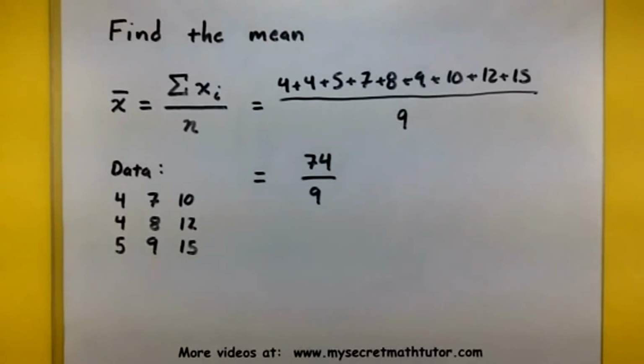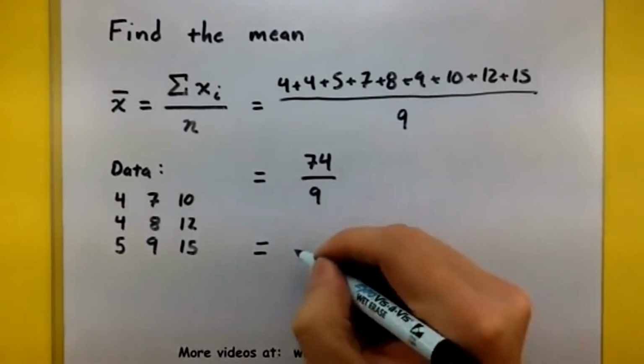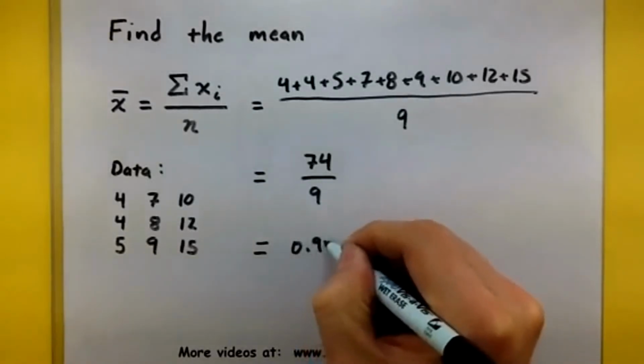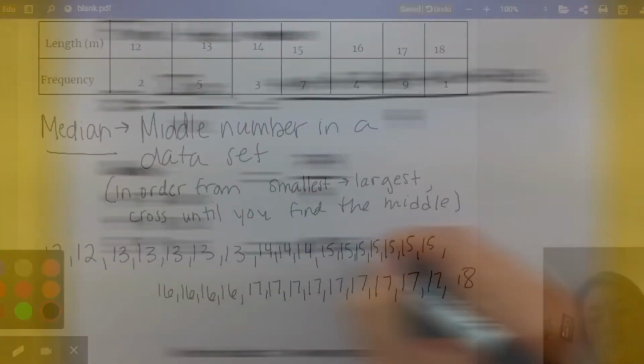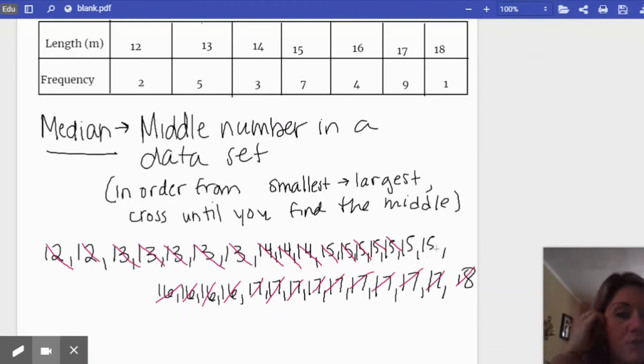Now oftentimes, it's good to take this all the way out to a decimal. I got 0.9135. Find the median. What I like to do is cross off, and I like to make one side go like this and one side go like this just so that I know. So until I find the middle. Pretty familiar with. So we have 2 numbers left over, but they're both 15. So in this case, our median is going to be 15.